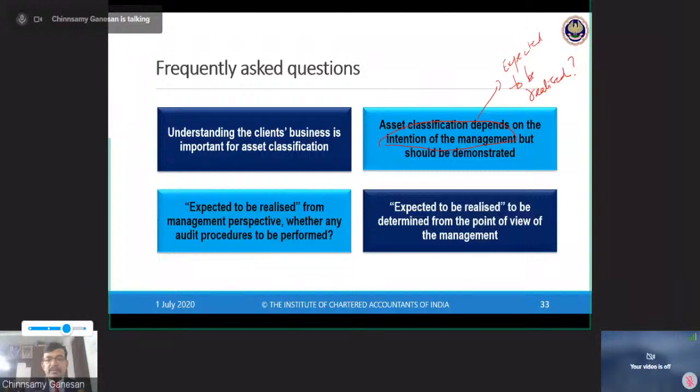And expected to be realized, who has to determine it? It is from the point of view of the management. Auditors cannot say, no, sir, I want to decide what the expected date of realization is. You don't have any role.